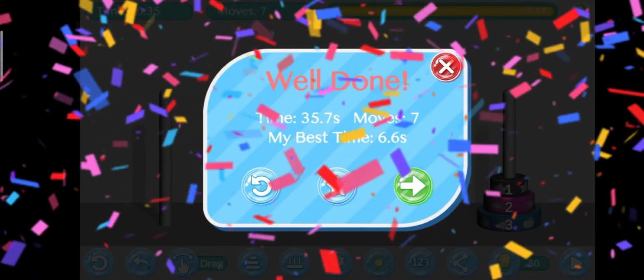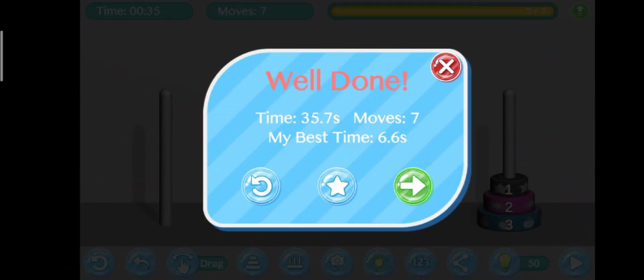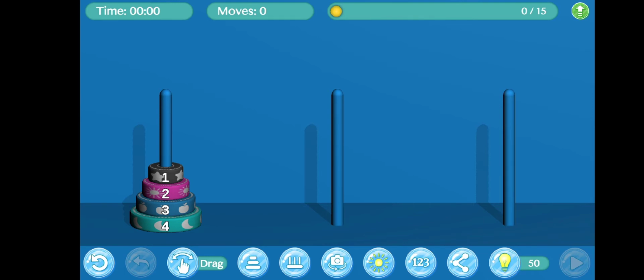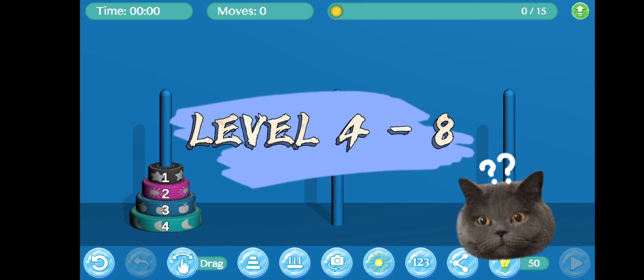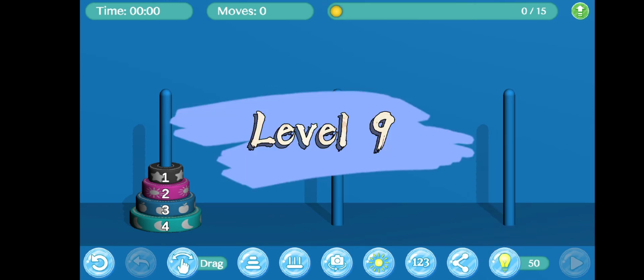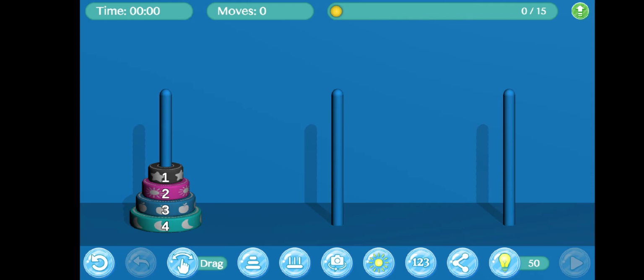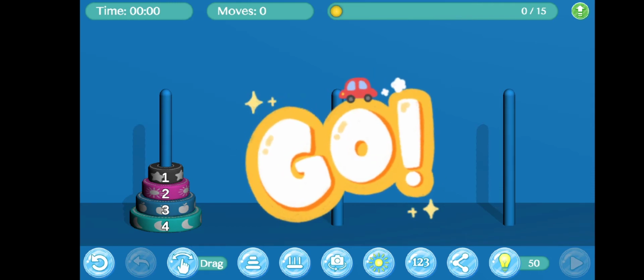Since we're done explaining the mechanics of the game, we can now proceed to the next level. While we are solving the puzzle from level 4 to level 8, you can also try to observe the pattern on each level. And on level 9, we will explain our group observation and the mathematics behind it. So, without further ado, let's play the game.